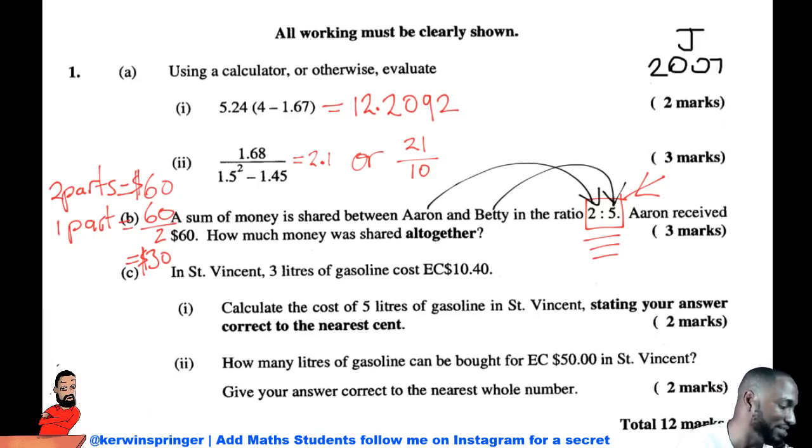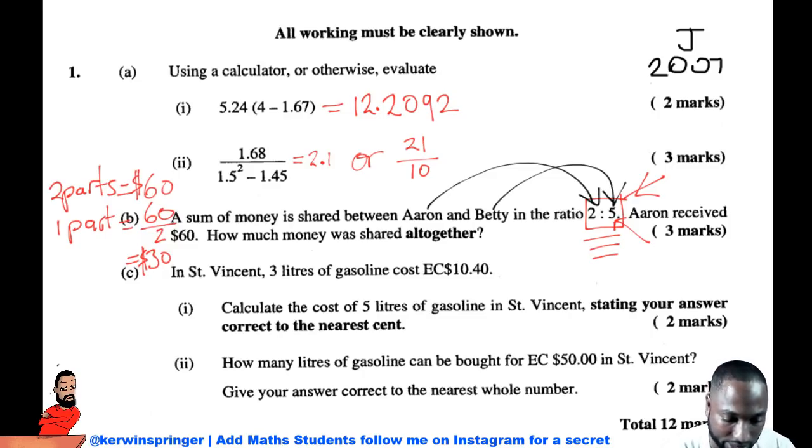Once you find for one part, it's simple. If she gets five parts, it'll be 5 by 30, and then you add up, or 7 by 30 to get the total. And that's how everybody gets 210.